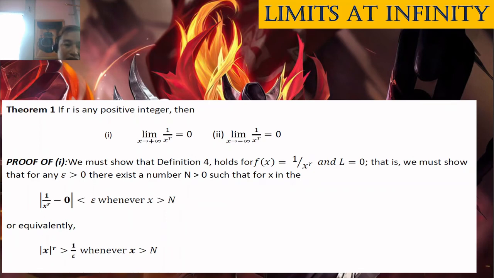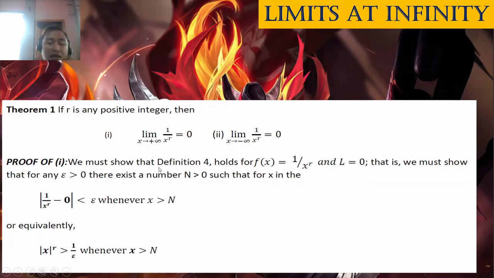Okay, so if r is any positive integer, then the limit of 1 over x to the power of r as x goes to positive infinity is equal to 0, and the limit of 1 over x to the power of r as x approaches negative infinity is equal to 0. So in class, we will use Definition 4 to prove this part, and then you can try the second part.